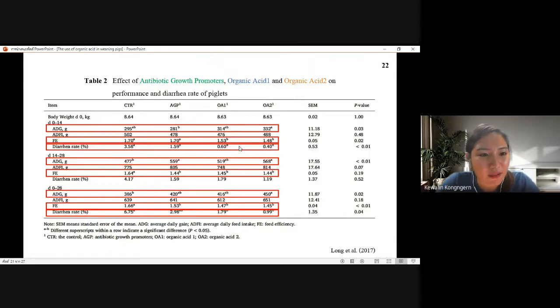I think it is related to the GI tract. If the pig has a good GI tract, I think it can get more ADFI because it can eat and digest, which stimulates it to get more feed intake.